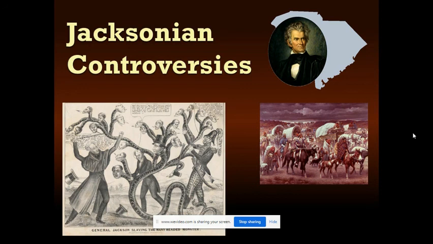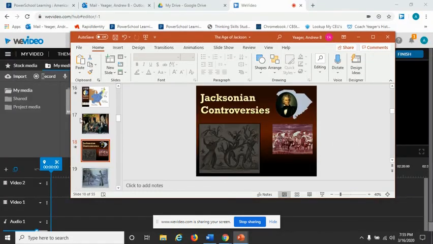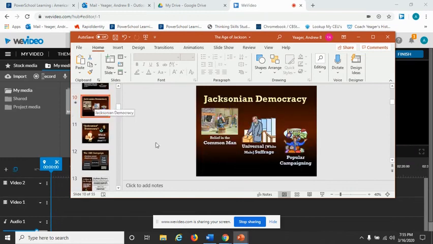But the big things to take away again from today is Jacksonian democracy represents three things. Jacksonian democracy represents the belief in the common man, universal white male suffrage, and popular campaigning. These are the three key things. And when I ask you in questions, just checking for your knowledge, Jacksonian democracy, what are the three things? Belief in the common man, universal white male suffrage, and popular campaigning.